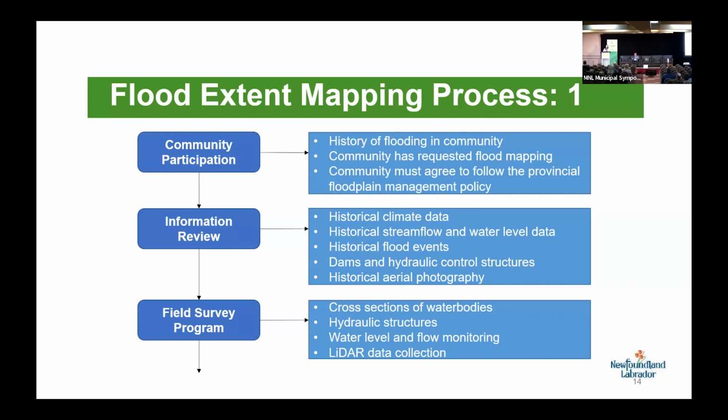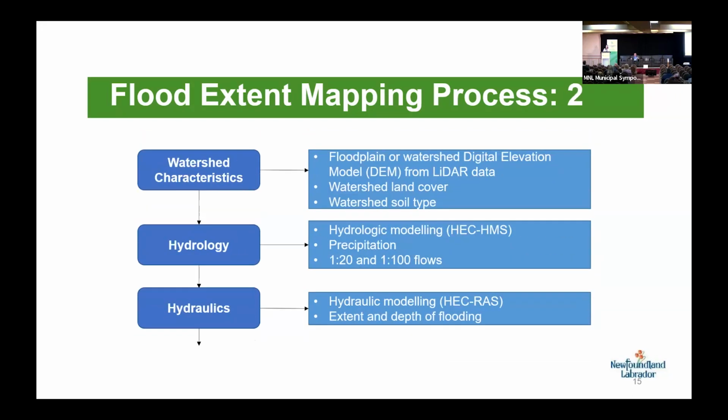There's a field survey that gets done where people go out and they measure cross sections of those water bodies. They look at the size of culverts and bridges. So there's a lot of field work that goes into the flood extent mapping process. You look at the watersheds that you're mapping and the different characteristics.